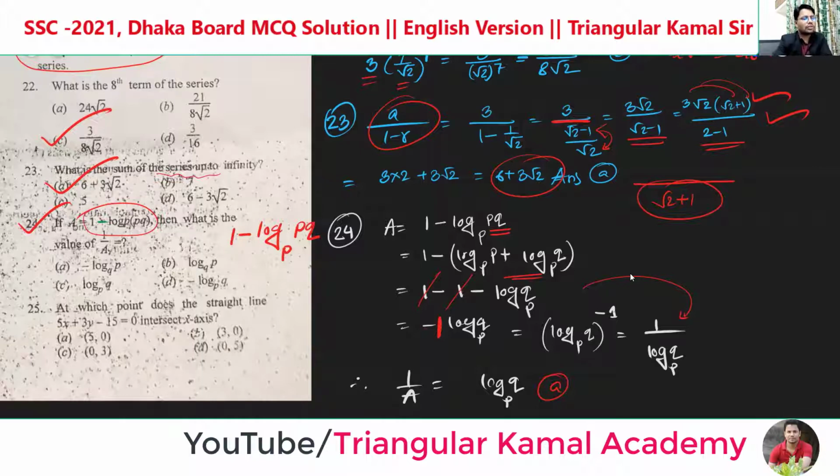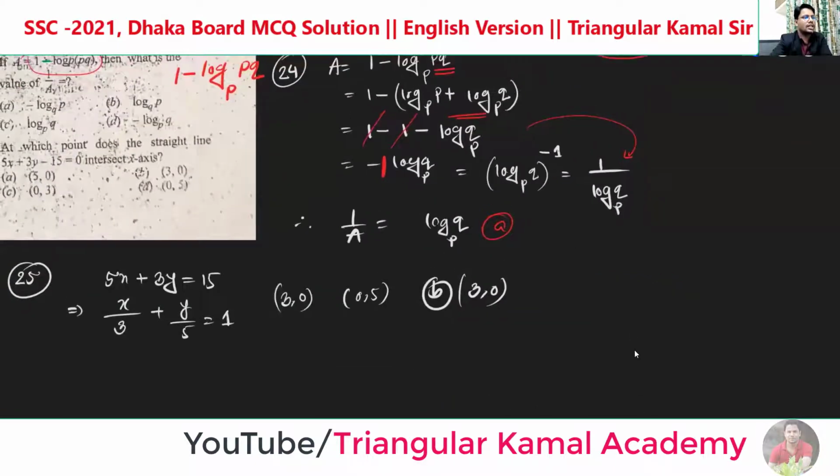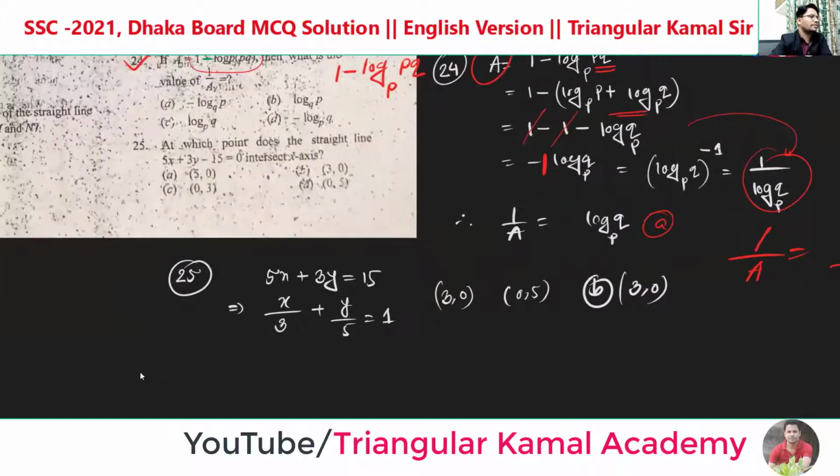So now the question requirement is find A inverse. Sorry, 1 by A. 1 by A means this answer shifted again. This is the value of A. So if we convert numerator into denominator, denominator into numerator, there will be log Q and P, and this is the correct answer, 24. Now the next question, question number 25.